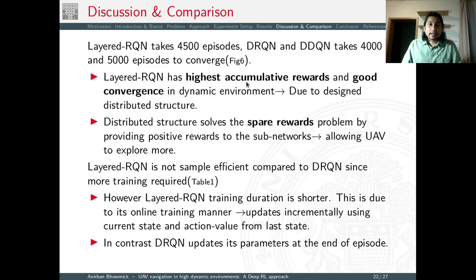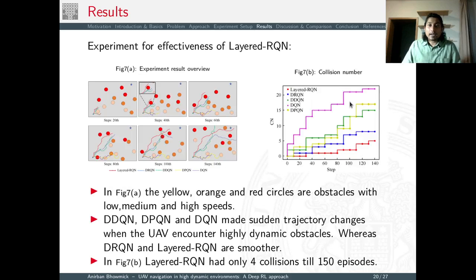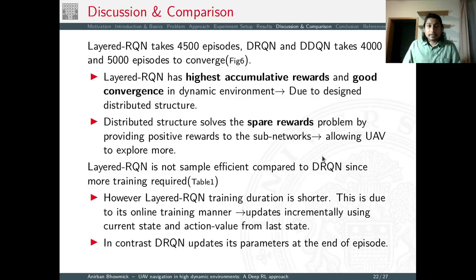We can see that the layered RQN has accumulated the highest number of rewards, and it also converges very well in a dynamic environment. It also solves the sparse rewards problem, where each of the subnetworks is given rewards by allowing them to explore more.